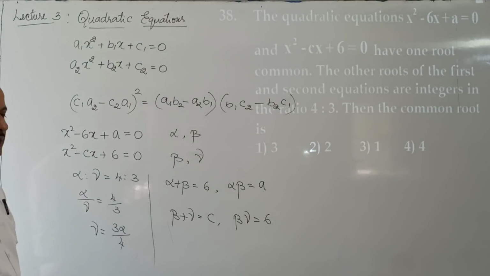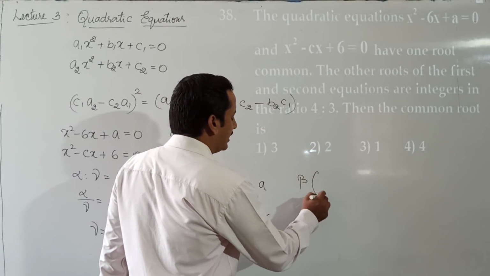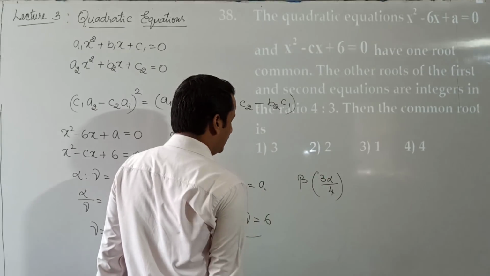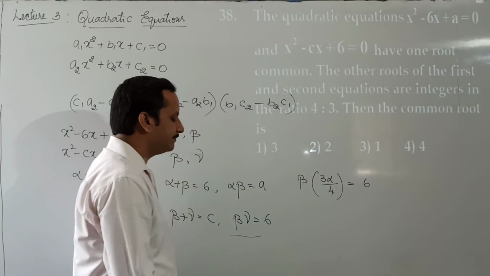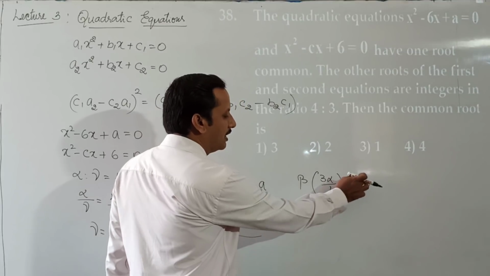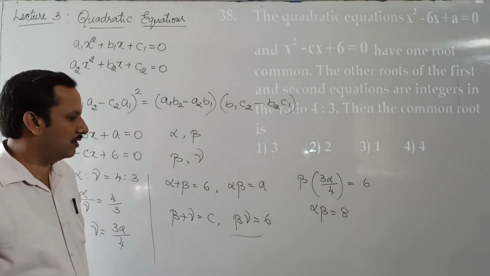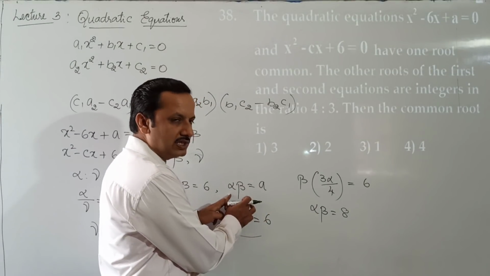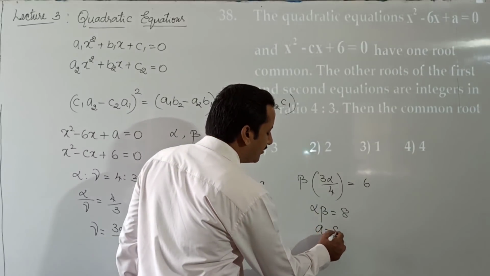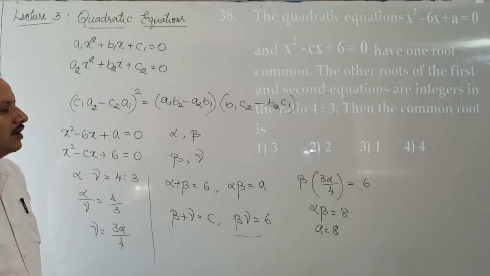Okay, now look at this equation. We have beta into gamma equal to 6. From this equation, in place of gamma, I substitute 3 alpha by 4. So beta into 3 alpha by 4 is equal to 6. Then alpha beta is equal to 4 into 6 is 24 by 3, that is equal to 8. Alpha beta is equal to 8. So that will give you a is equal to 8. We got a is equal to 8.